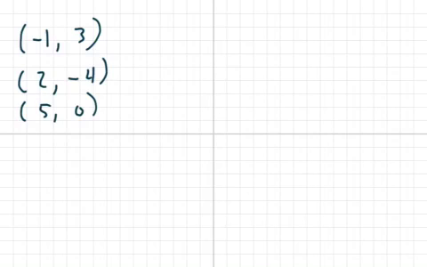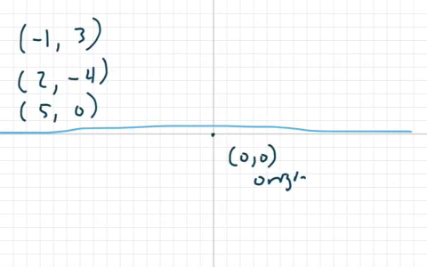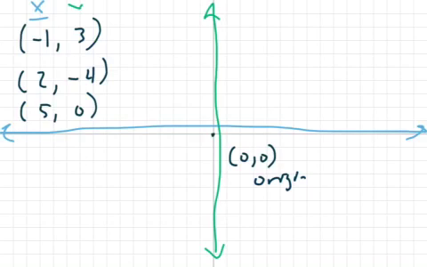So let me just come up with a couple ordered pairs. So let's say we have (-1, 3). Let's say we have (2, -4), and (5, 0). So I'm going to graph these 3 points here, knowing that right here where they intersect is (0, 0), or the origin. And again, reminder, this is my x-axis, and the x-axis is these first set of numbers, and up and down is the y-axis. That's the second set of numbers in your ordered pairs.